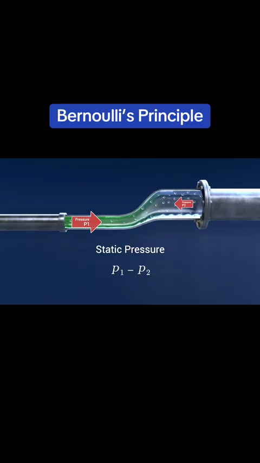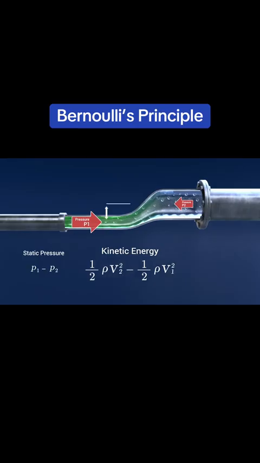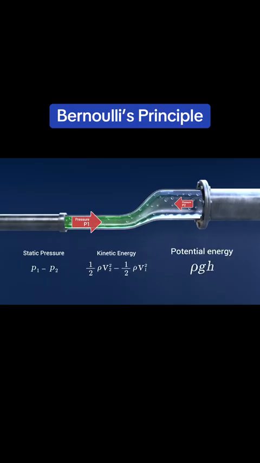The kinetic energy per unit volume of the fluid is denoted by the following part of Bernoulli's equation: a half rho v squared. So the change in kinetic energy from point 1 to point 2 is shown like this. Because point 2 is higher than point 1, the fluid must gain gravitational potential energy. Potential energy per unit volume is shown by the following equation: rho gh. So the change in potential energy is shown here: rho g multiplied by the difference between h2 and h1.